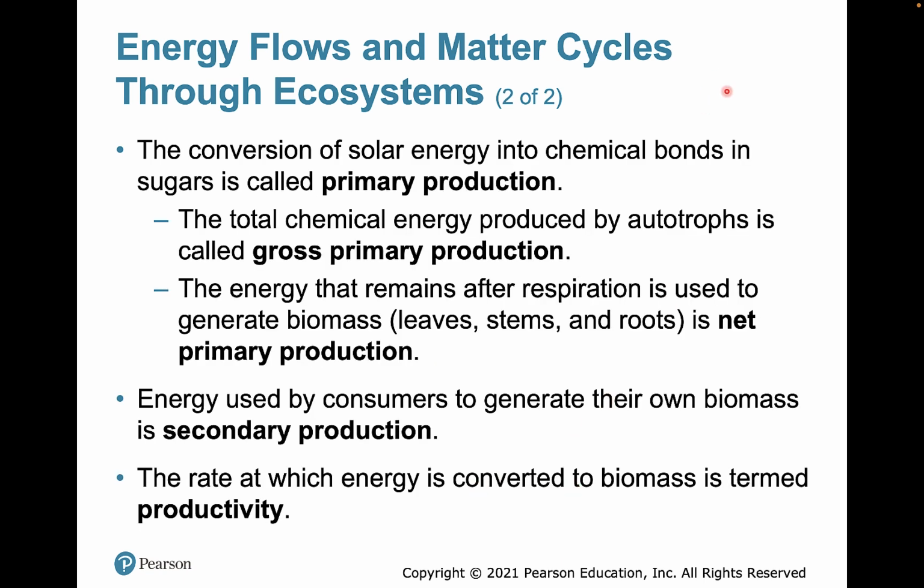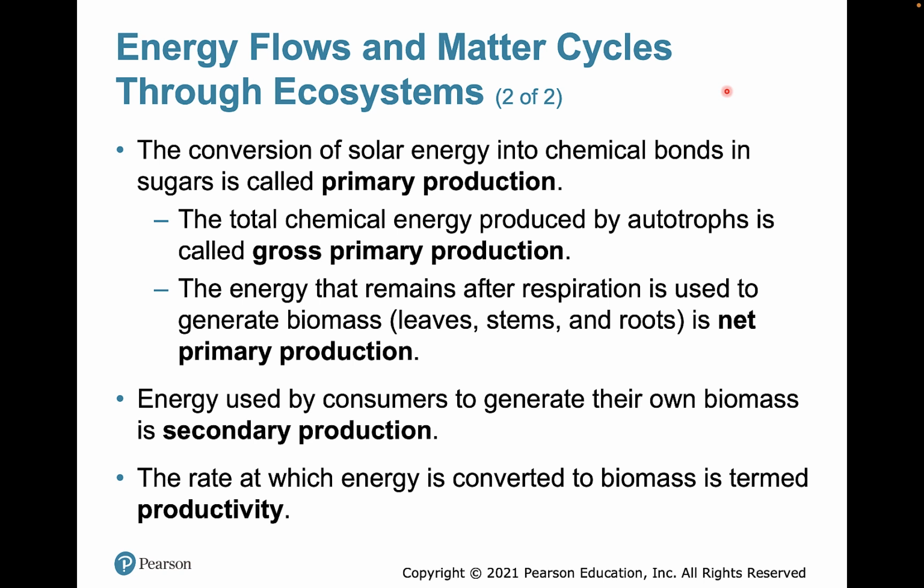So when we talk about this process of energy flow, the conversion that producers do, when they take solar energy and turn it into chemical bonds, is called primary production. If you look at the total chemical energy that all the autotrophs in an area create, they call that gross primary production. So all of the photosynthesis and chemosynthesis that organisms do, put it all together and you get gross primary production.